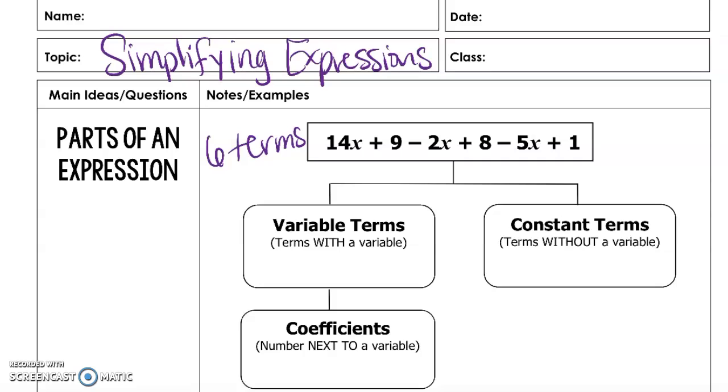The variable terms are the terms that have a variable. So that would be the 14x. Since this is a minus sign, we're going to put it down as negative 2x and then negative 5x.